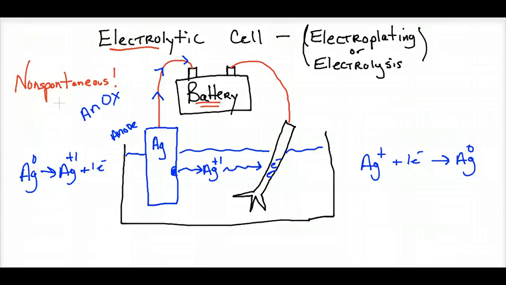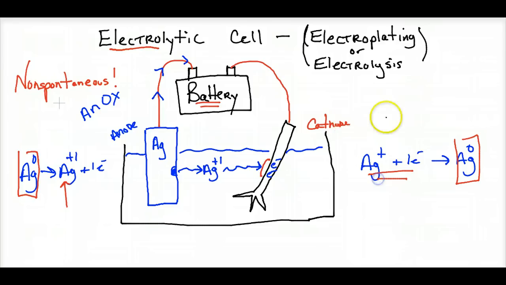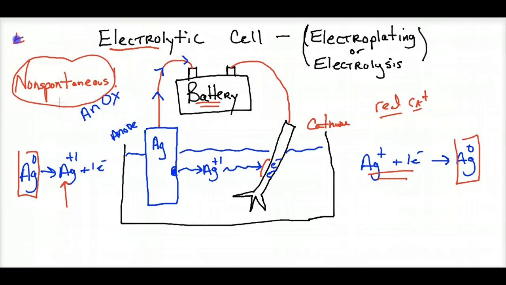And as I talked about before, here we have the solid metal becoming the aqueous ion, and here we have the aqueous ion becoming solid. I want it to solidify and plate. And plating always occurs at the cathode because this is reduction. Red cat. Okay, reduction occurs at the cathode. Again, none of this occurs unless the battery forces it to happen. So electrolytic cells are endothermic. They need energy to make them happen.